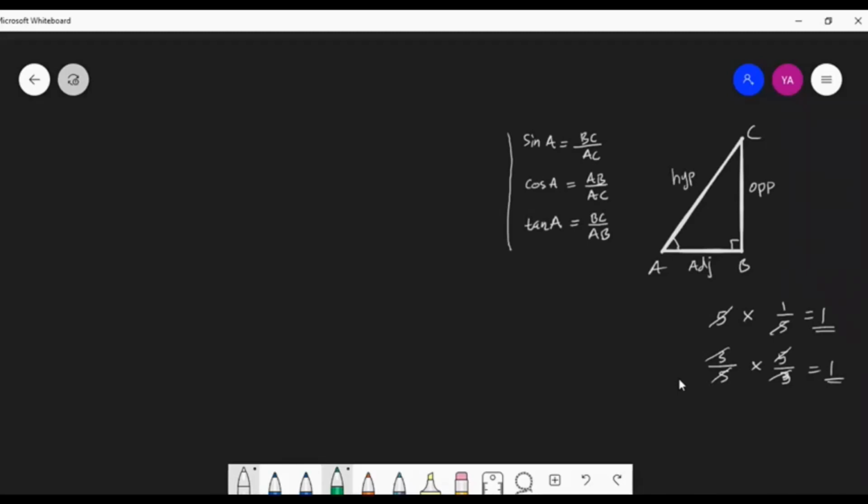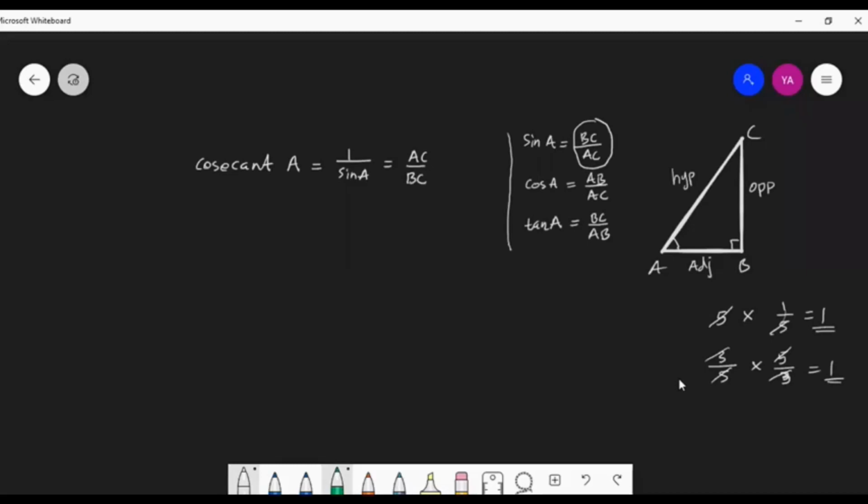The first one is cosecant of angle A. I simply write cosecant A, and it is defined as the reciprocal of sin A. The reciprocal of 5 we wrote as 1 by 5, so the reciprocal of sin A I write as 1 by sin A. We know sin A is BC by AC, so what would be its reciprocal? AC by BC.